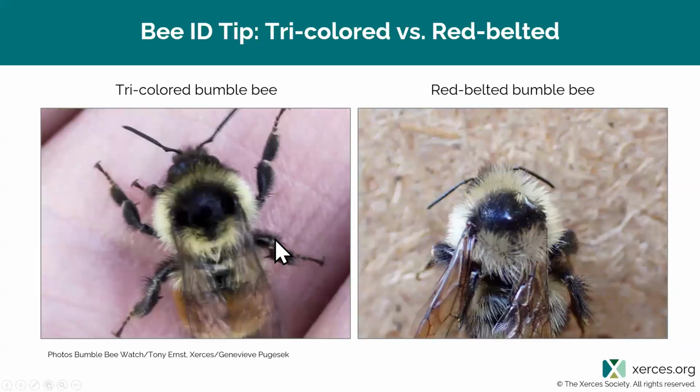Just taking another look at the thorax of these two different species, we see for the tricolored bumblebee that umbrella shape, and then for the red-belted bumblebee that eye shape.